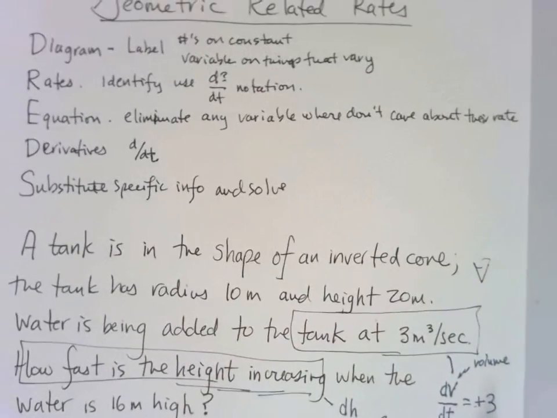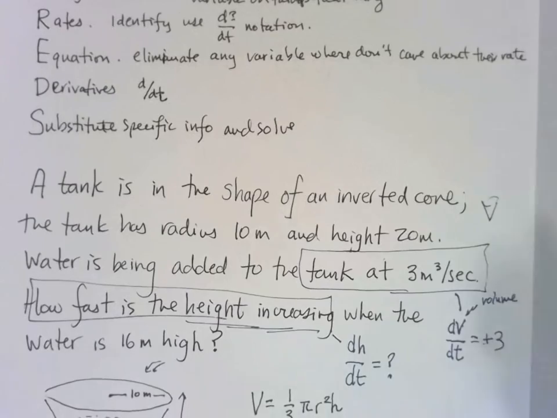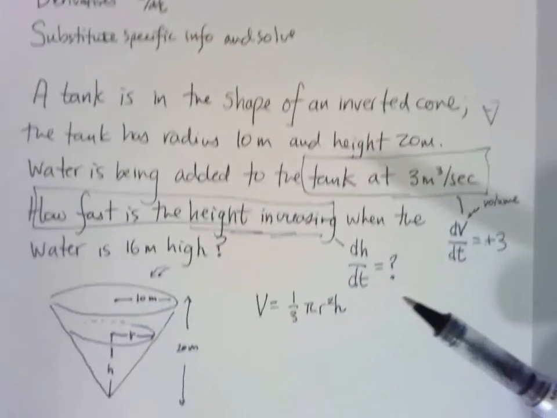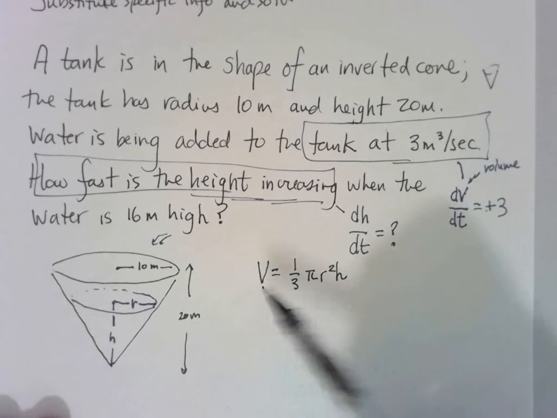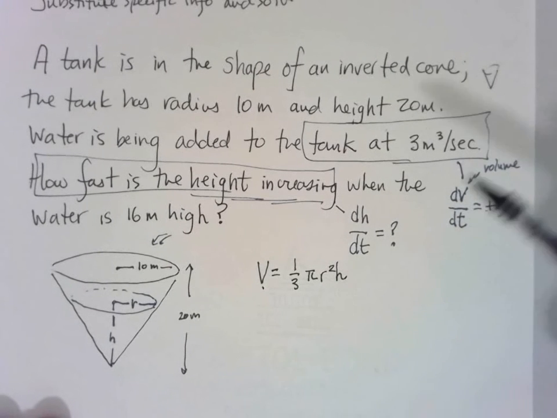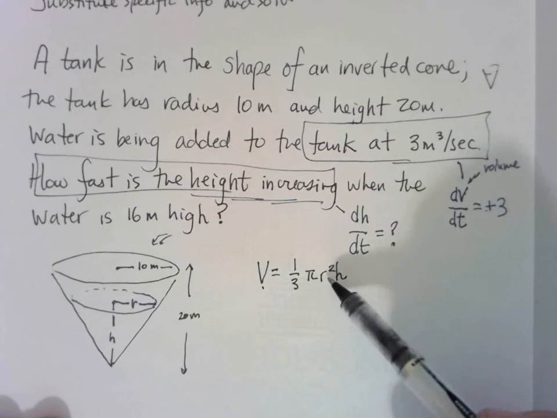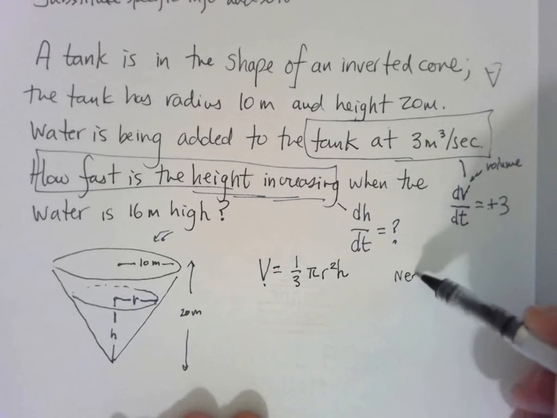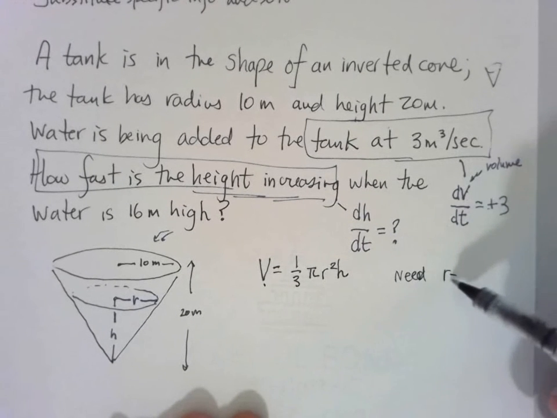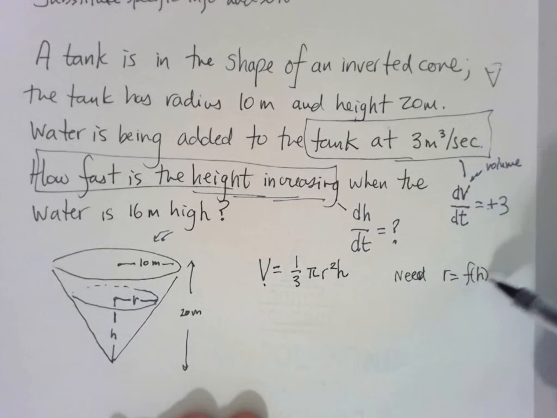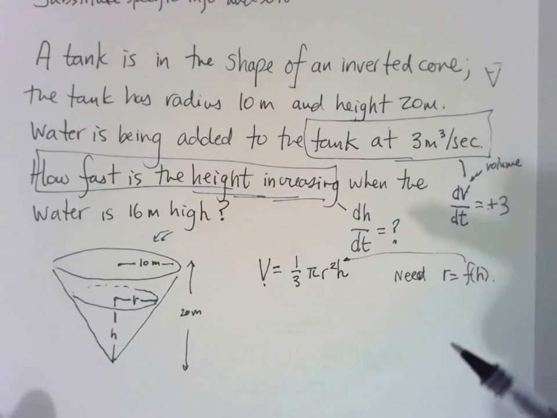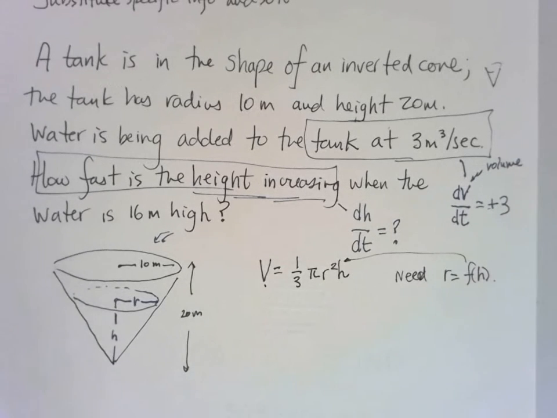But there's a problem here, and this is the trickiest part of this problem, actually. We want to eliminate any variable where we don't care about the rate. Well, this has 3 variables: volume, radius, and height. But all I care about is volume and height. So I need to get rid of this R. I need to write R in terms of H. So I need R as a function of H, so I can plug it in here. I don't want R's in this equation. And this is where geometry comes and bails us out.